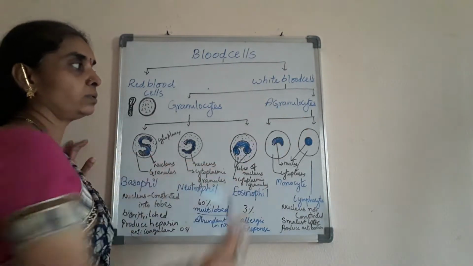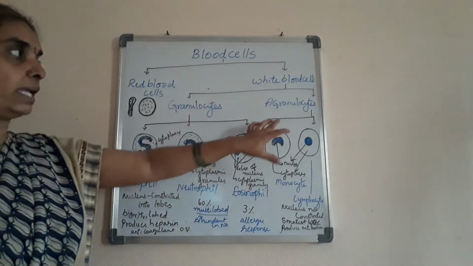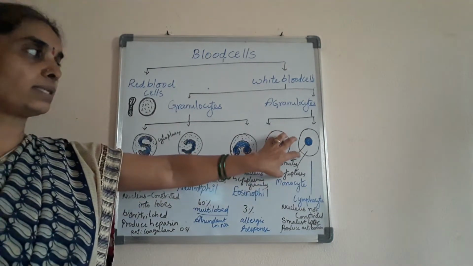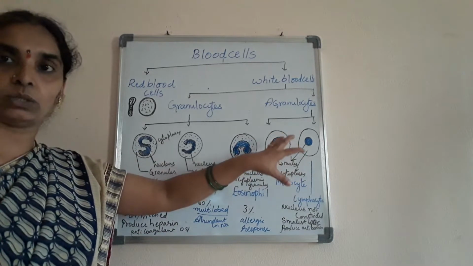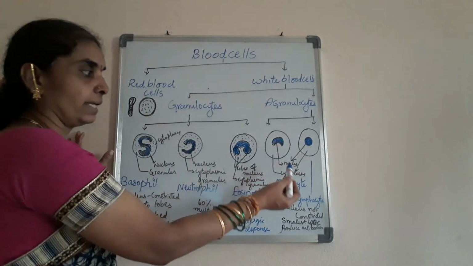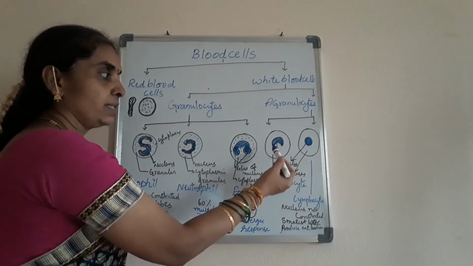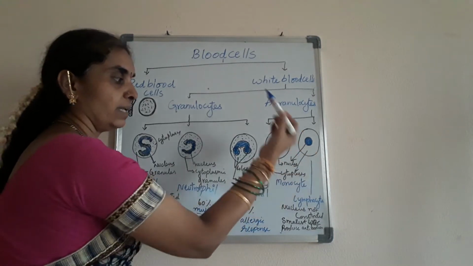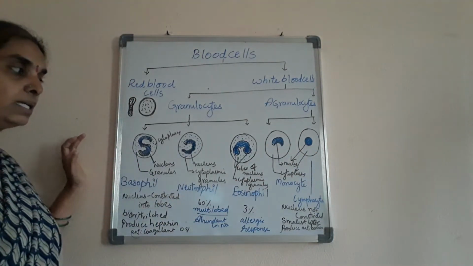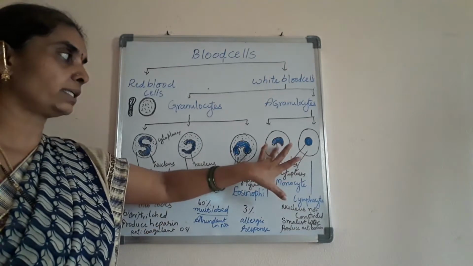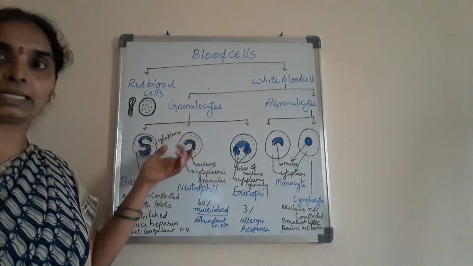When we go to the agranulocytes, the nucleus is large inside, without any granules. They do not contain any granules. The nucleus is large. They are divided into two again, monocytes and lymphocytes. The nucleus is not constricted as it is in the granulocytes.